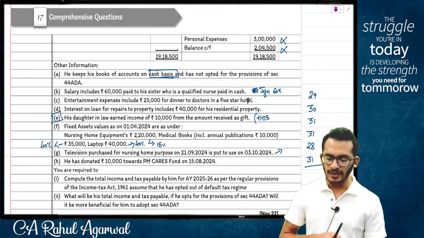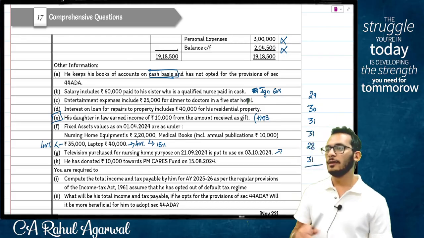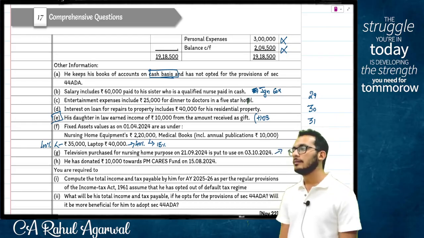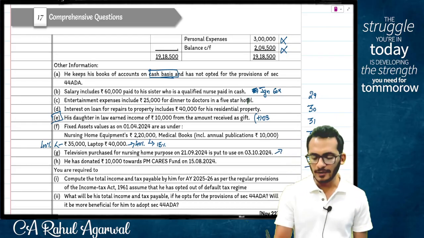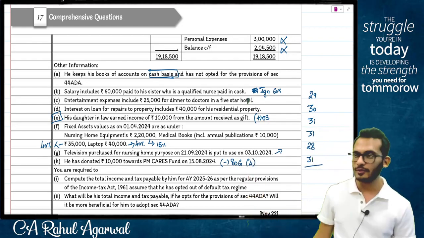Next, he has donated 10,000 rupees to PM Cares Fund on 15th August 24. People, just like this, it is given, which means it is not there in PGBP. When it is not there in PGBP, nothing to do directly. It goes to the deductions, category number A. This is what the question is.